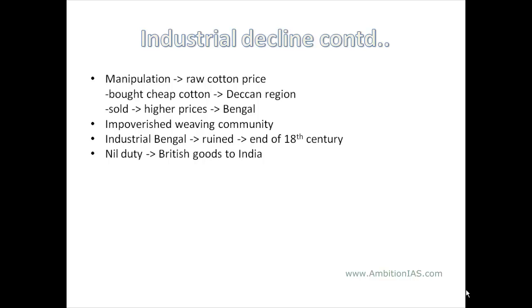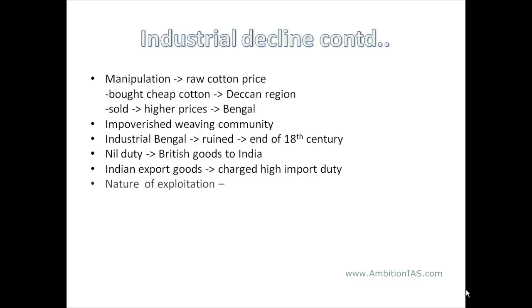British goods to India were often charged near nil duty, whereas Indian goods which were to be exported to Britain were charged very high import duty. The nature of exploitation of India by the British can be explained as under. India was not only a source but also a destination. It was a source for raw materials which moved to Britain, and it was also a market and destination for finished products which came out of the British industrial shed.